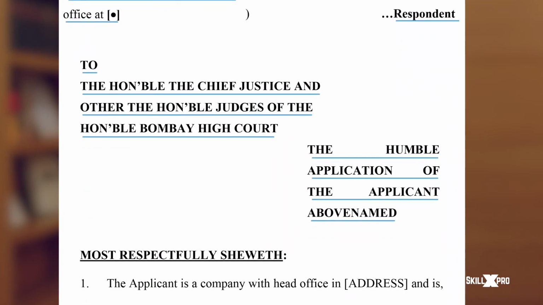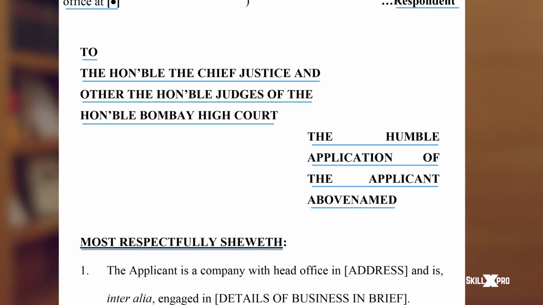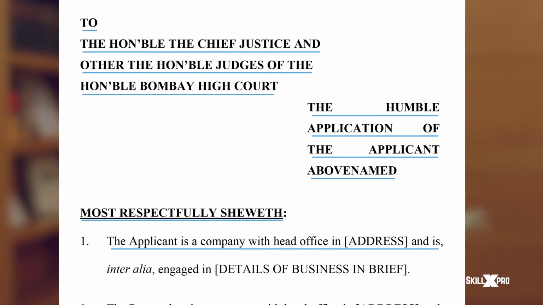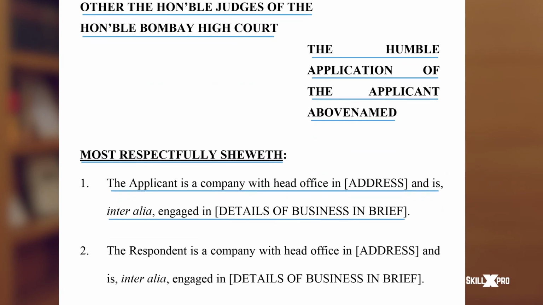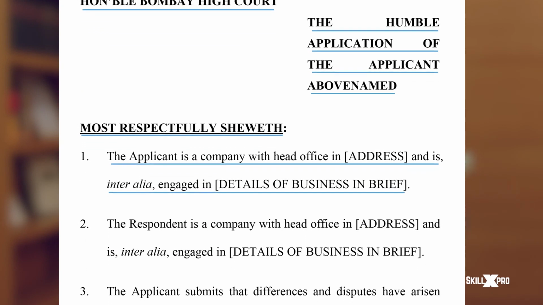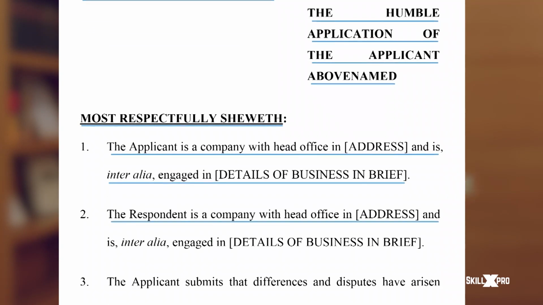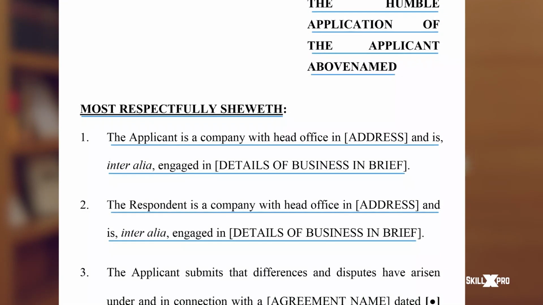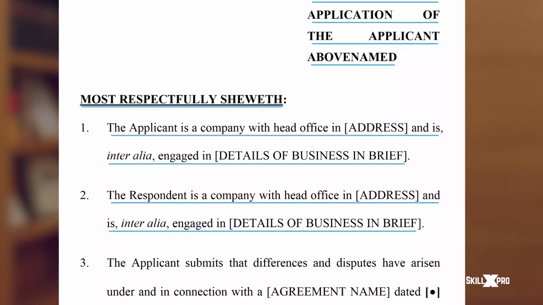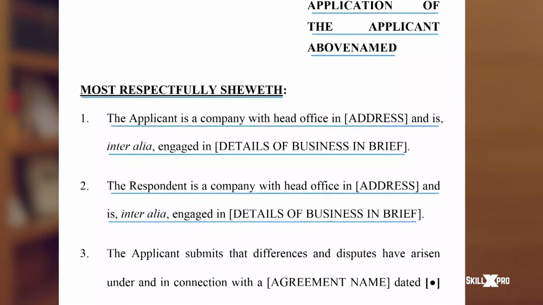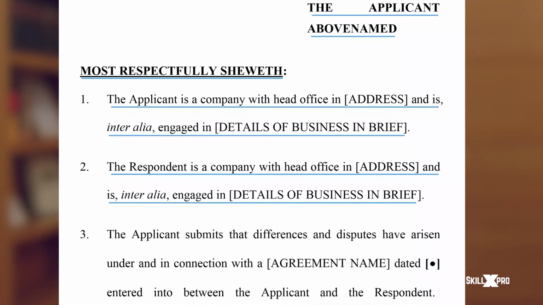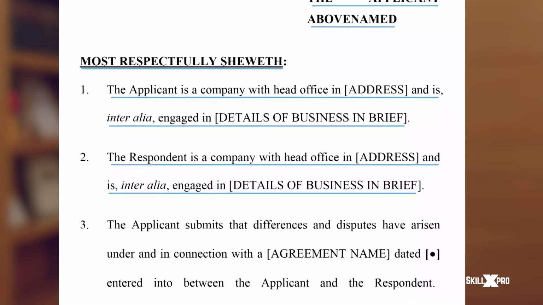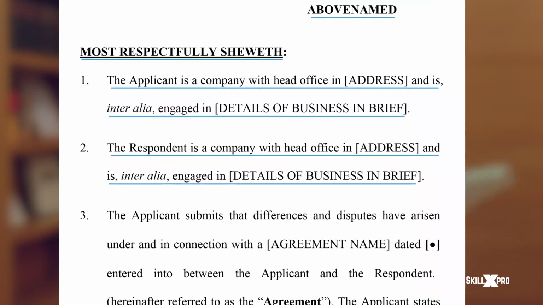And then when you begin the application, it begins with a brief introduction of the applicant, in this case a company: the company which is formed under the Companies Act, where its office is located, and the business that it is engaged in. Similar details of the respondent company will also have to be mentioned. The most important point over here is point 3, as you see. It speaks about the actual agreement in which the arbitration agreement has been encapsulated.